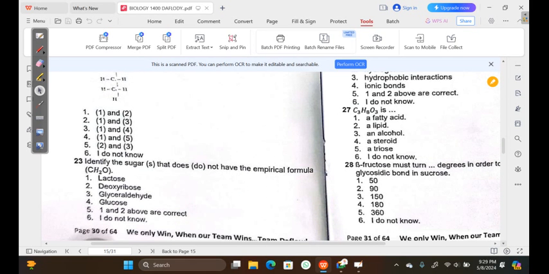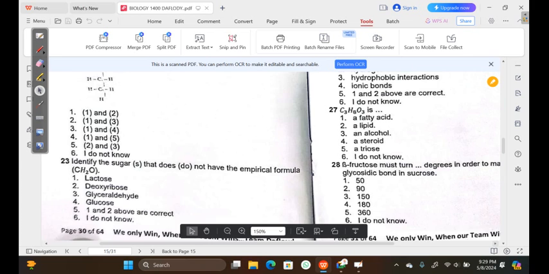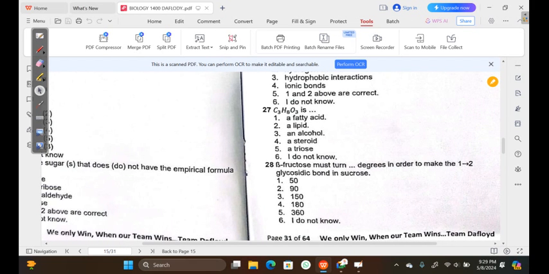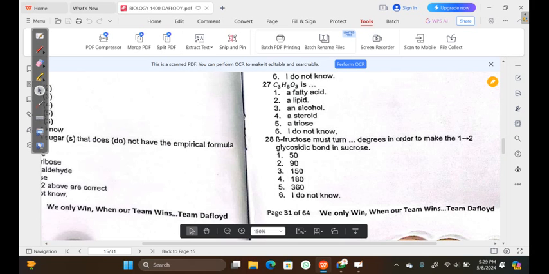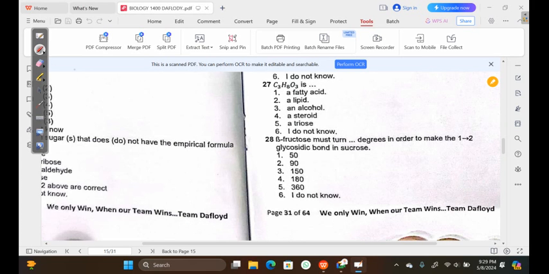Let me get the last. Okay, so the question that I was telling you is this one. Check question 28. Have you seen? Beta fructose must, dash, degrees in order to make the 1 to 2 glycosidic bond in the sucrose molecule. So what's the answer?